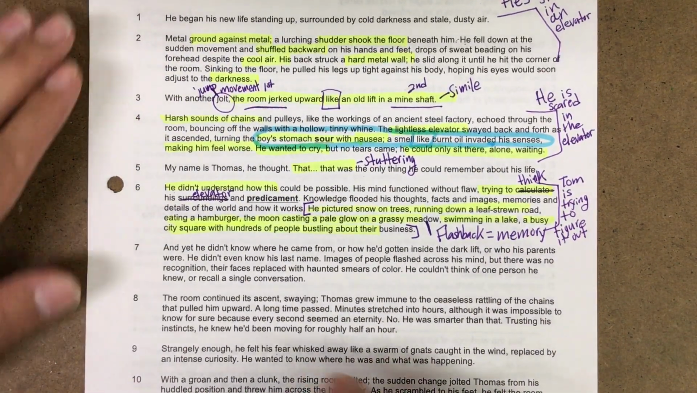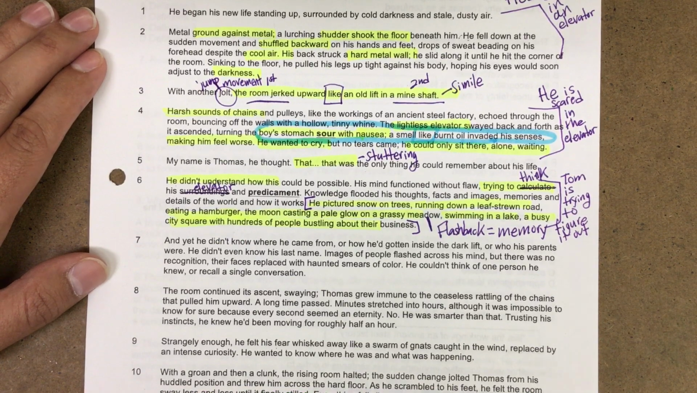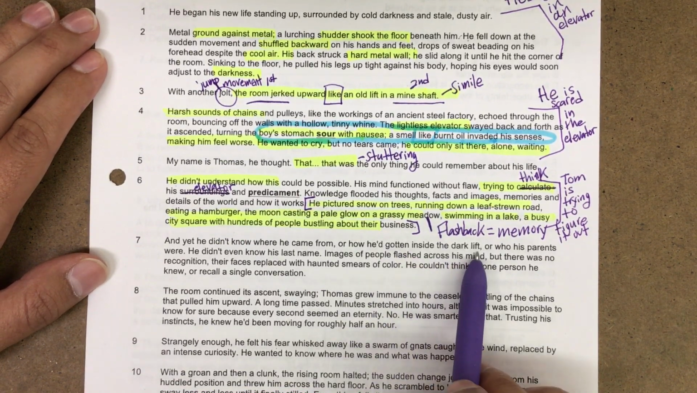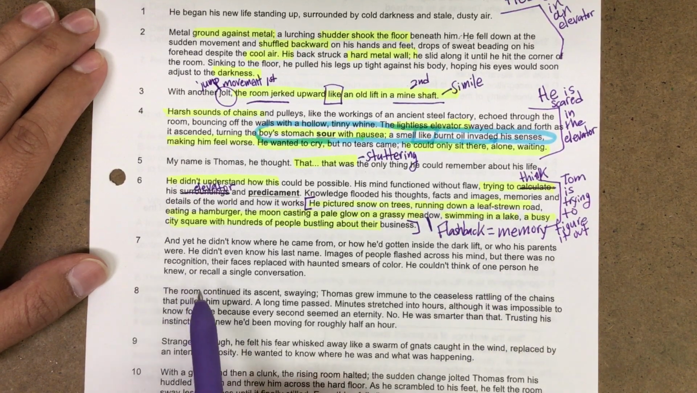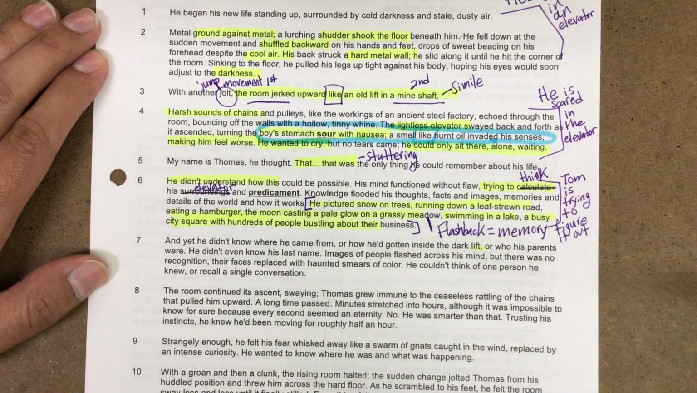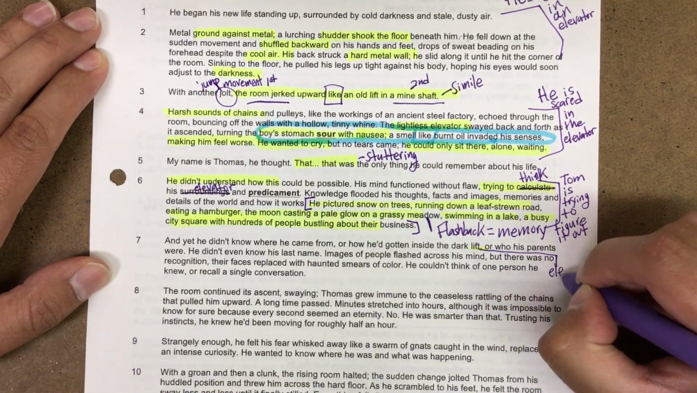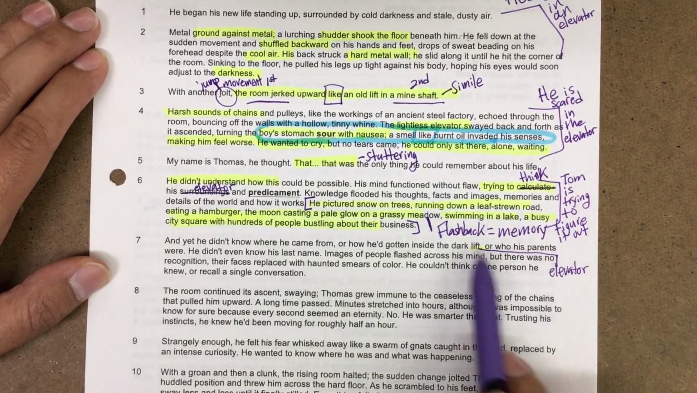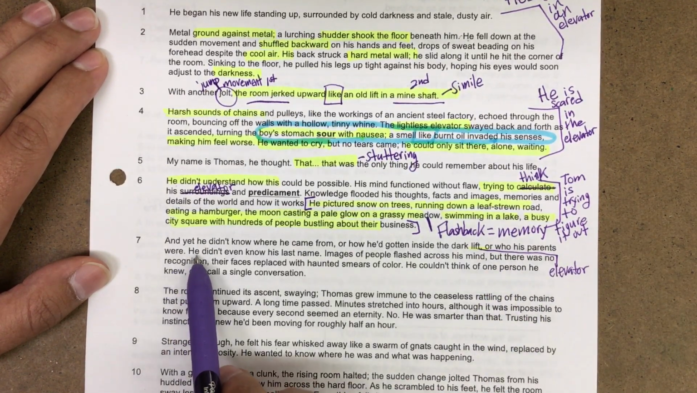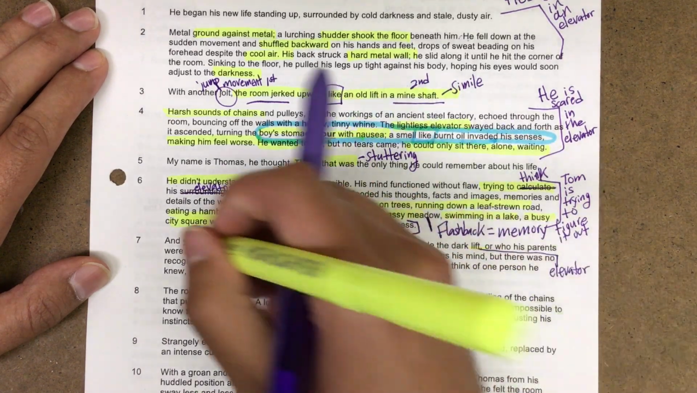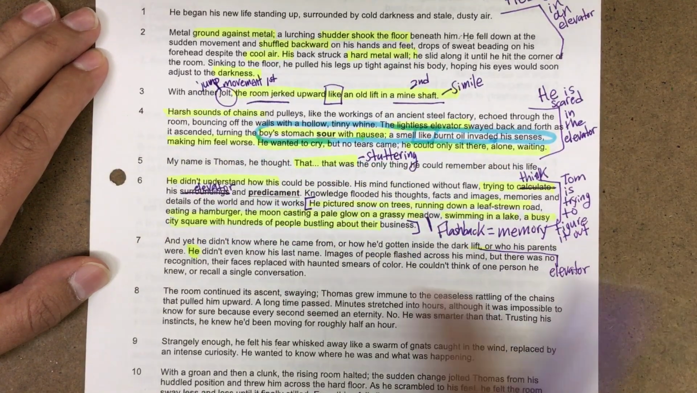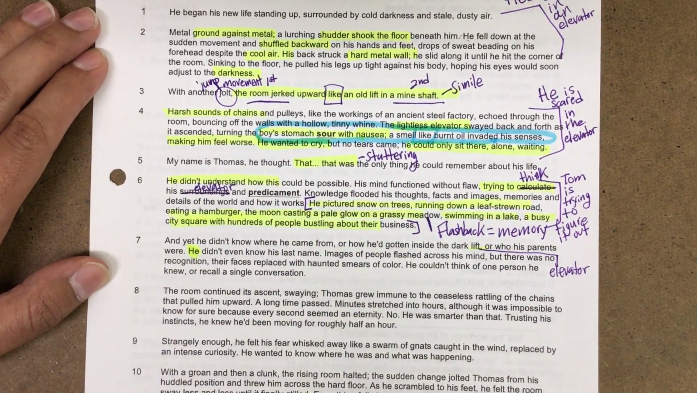So please write this with me. Paragraph 7. And yet he didn't know where he came from, or how he'd gotten inside the dark lift, or who his parents were. So lift right here could also mean the elevator. So out to the side, let's write elevator. That's a synonym, a word that means the same. Or who his parents were. He didn't even know his last name. So notice how we keep reading the pronoun he. So this is written in third person. So the author is choosing to include the pronouns he to describe the character Thomas. And this is in third person.